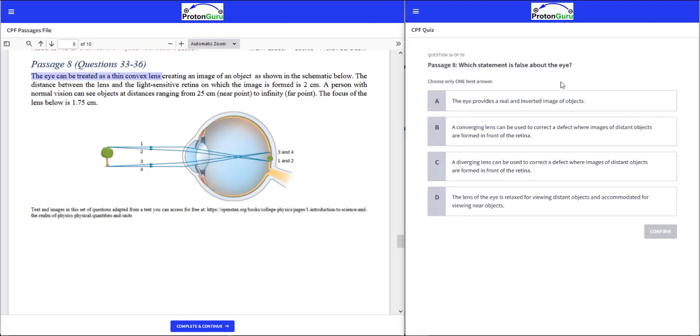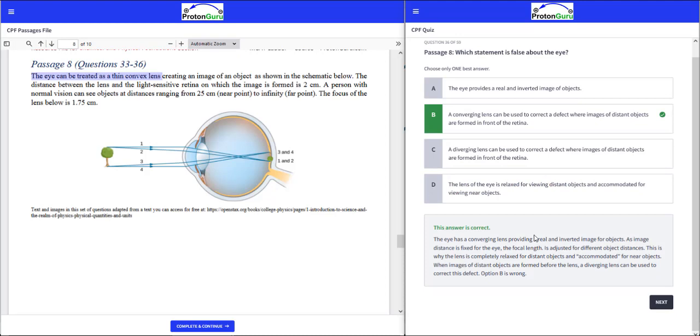And the answer to this one, if we read through the choices, it looks like it's going to be B, because we have a converging lens and it can be used to correct a defect where images of distant objects are formed in front of the retina. That's what this says. You're not going to correct a defect of distant objects formed in front of the retina with an eye. These other things are true about these general types of optical systems if you want to read through, just as sort of a memorization aid. But certainly you can't correct defects in that manner.